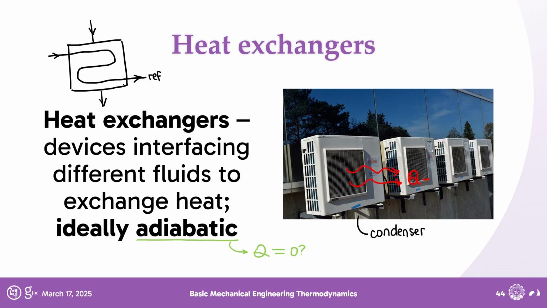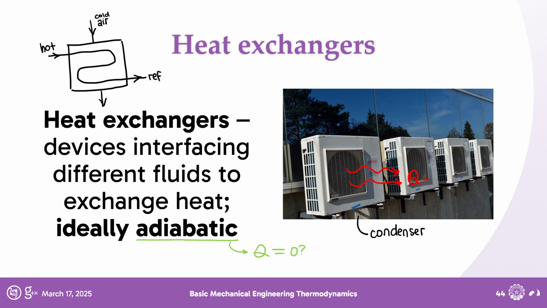In this coil right here. And what happens is that, for example, if this really is a condenser, you have a really hot refrigerant here that you want the heat to dump out of, right? You want to dump the heat of the refrigerant out to something else, right? And so, how are you going to do that? You're going to have to interface it. You're going to have to introduce it to some other fluid. In the case of this picture, it's air.